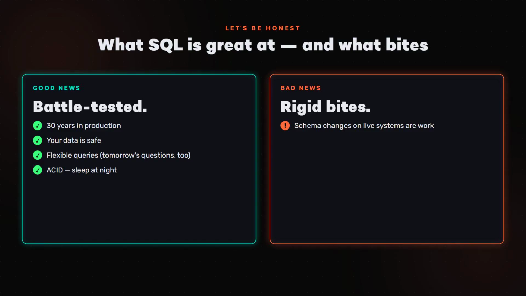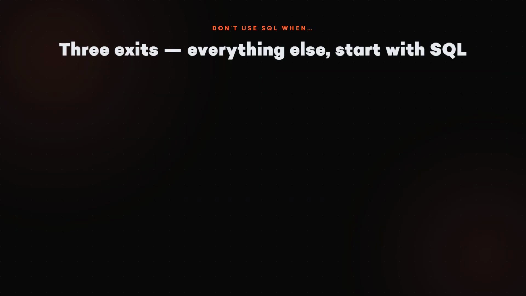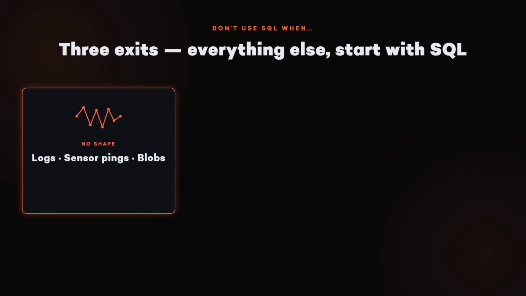The bad news, that rigid schema you loved. It's also the thing that bites you. Changing the shape of a table on a live system with a billion rows is a real engineering project. SQL also struggles at extreme scale. Scaling a single database vertically gets expensive fast, and scaling it horizontally is hard.